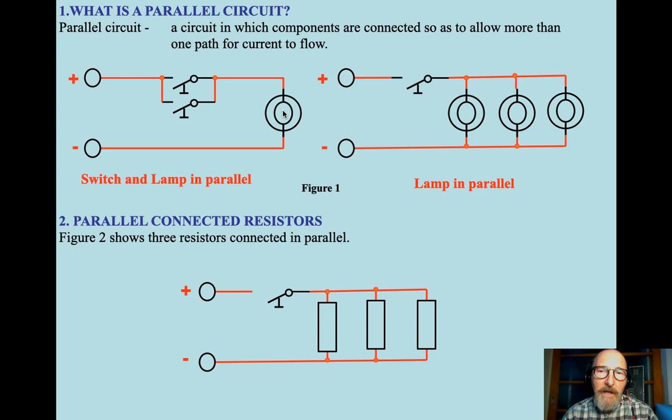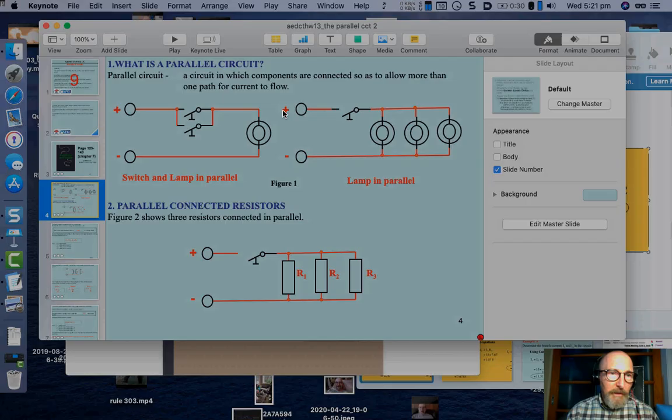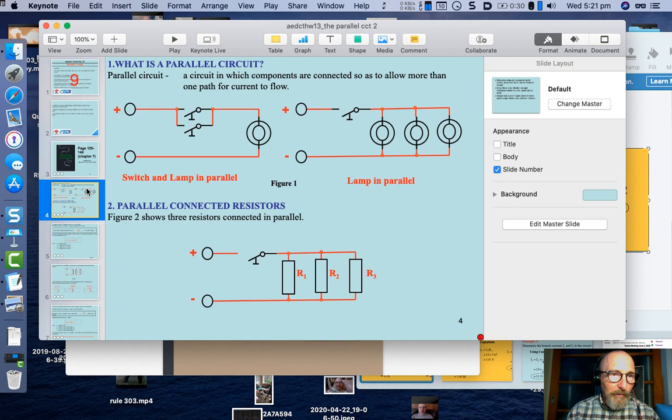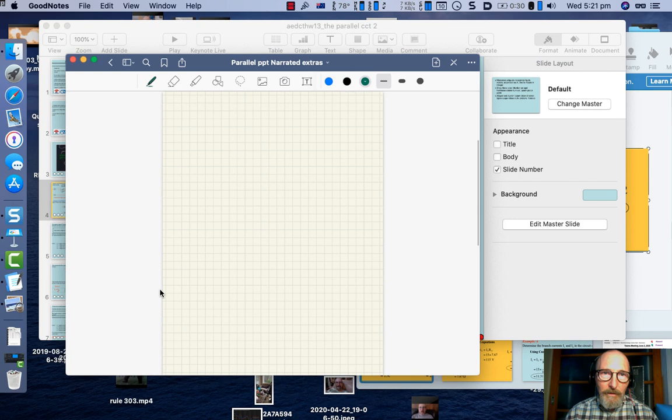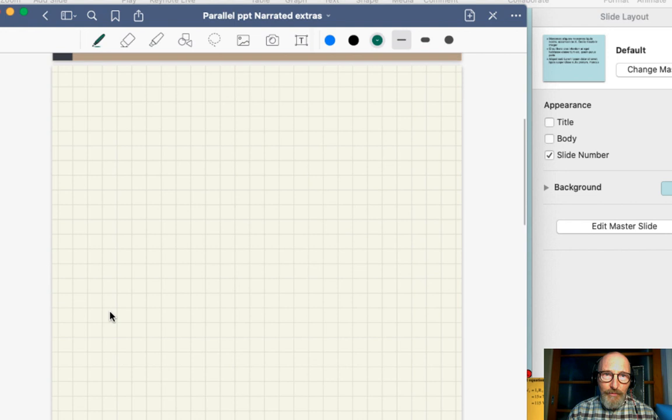Why didn't I fix it on the slide? Because I think it's a very pertinent point of interest and we're going to have a little bit of an exploration about that. So we'll go into GoodNotes and we'll make that a little bit bigger and we'll draw this on the screen and I'll draw you what two switches in parallel and a lamp in parallel would look like.